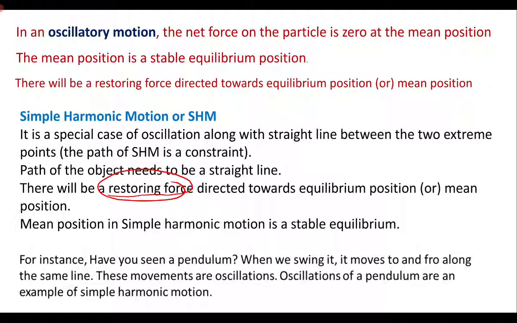For instance, have you seen a pendulum? When we swing it, it moves to and fro. So that pendulum moves to and fro along the same line. These movements are oscillations. Oscillations of a pendulum are an example of simple harmonic motion.